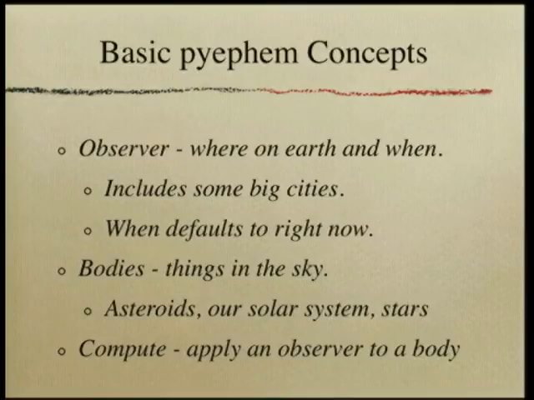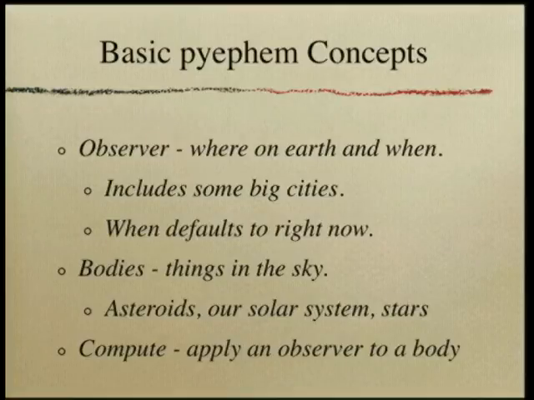Okay. So PyEphem, you get an observer. You need to know where on Earth you are and when you are. And ephem already knows about big cities like Columbus. So apparently we're big enough. And it'll default to right now. So if you just want to say, hey, give me Columbus, it'll tell you about right now.